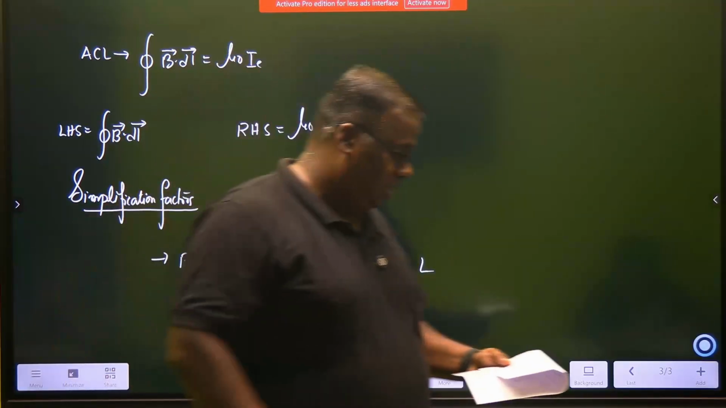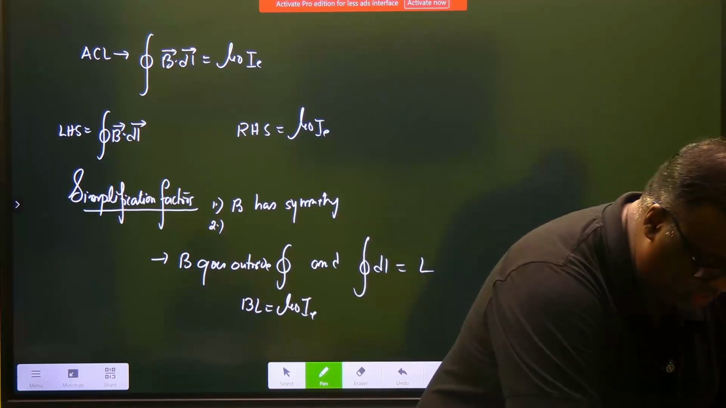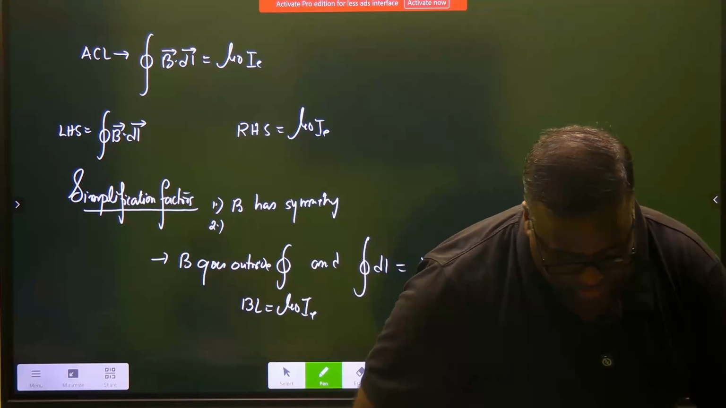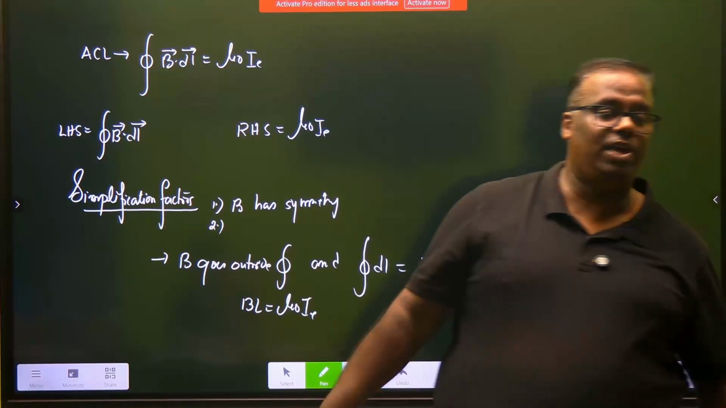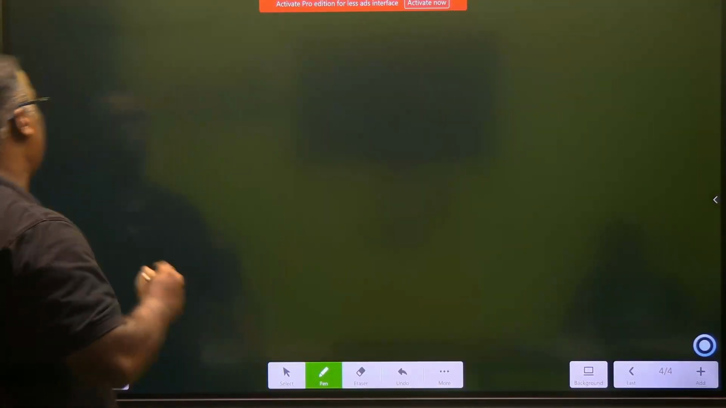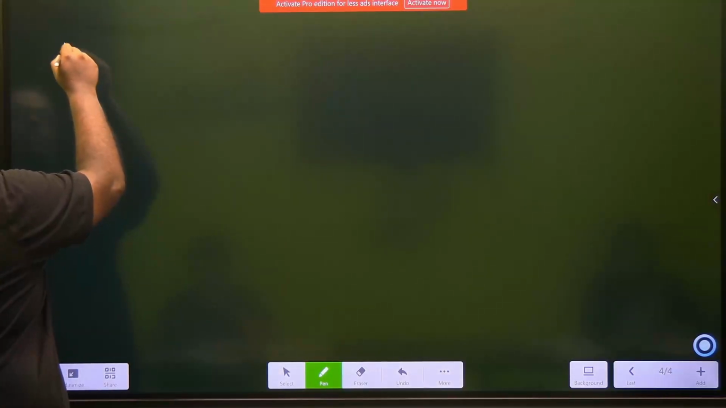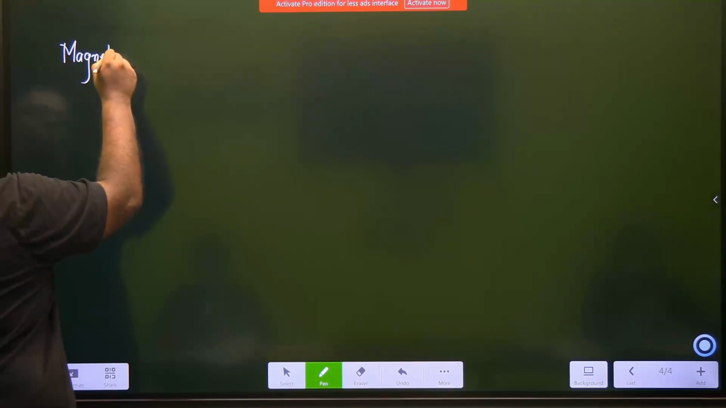Okay, so now we will take one example, where we will find the magnetic field due to an infinite straight wire. This will be the application. Biot-Savart law will not be helpful for us because this is not a small wire.